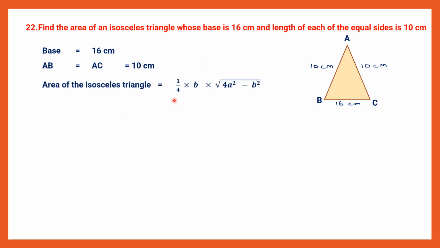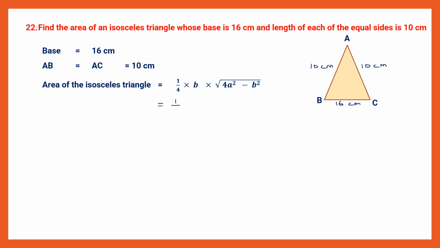Now this is the formula: 1 by 4 into b, where b is the base, into the square root of 4a square minus b square. A is the equal sides, 10 into 10, and b square is from the other side. So let's substitute the values and see.